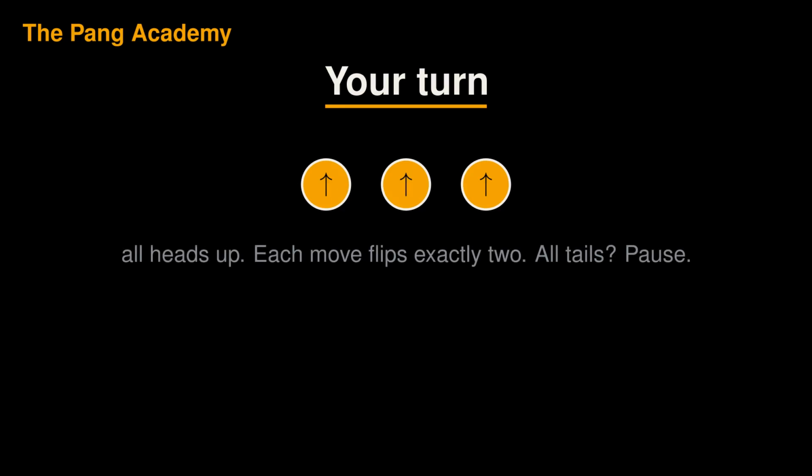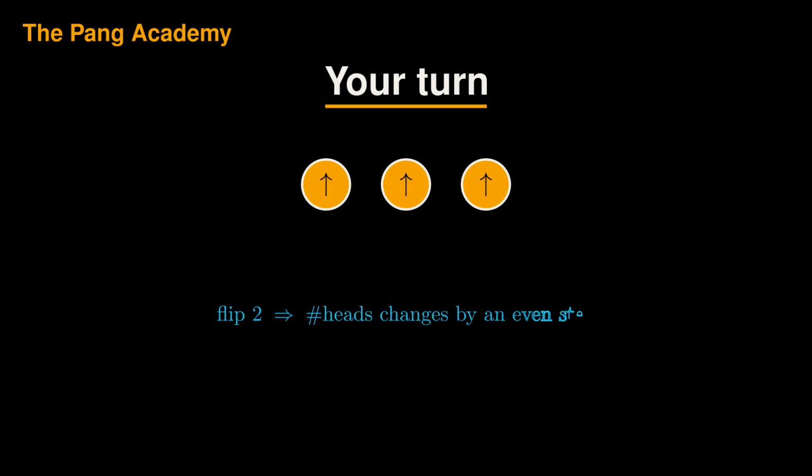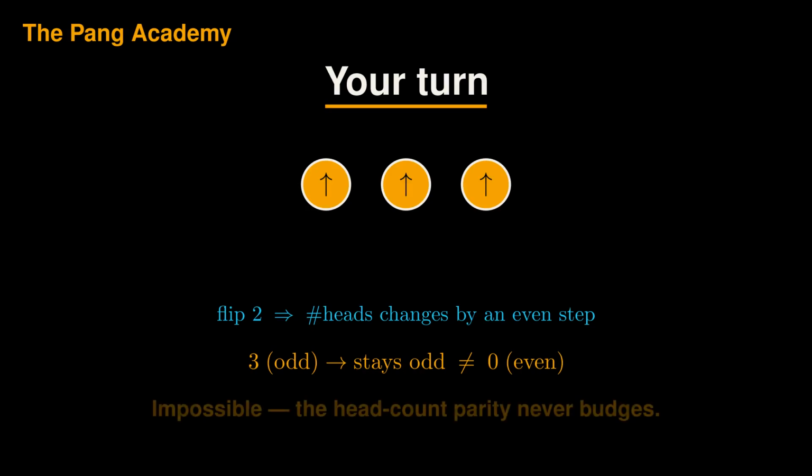Pause here. Every move flips 2 coins, so the number of heads goes up or down by 2, or stays put. Always an even step. You start at 3 heads, which is odd, and it stays odd the whole time. All tails means 0 heads, which is even. Odd can't turn into even, so no.